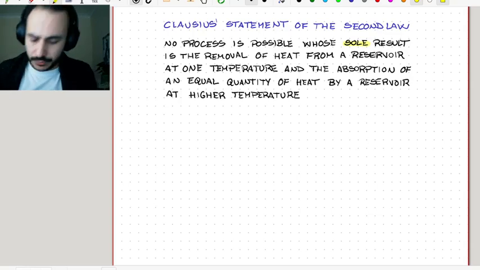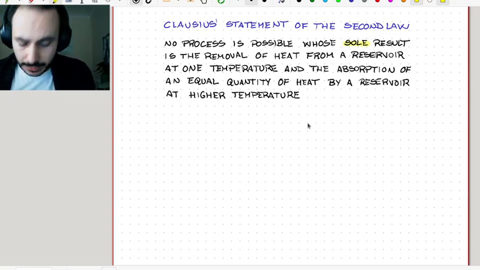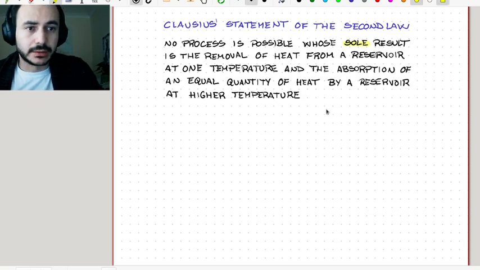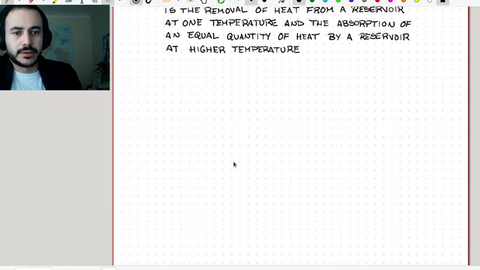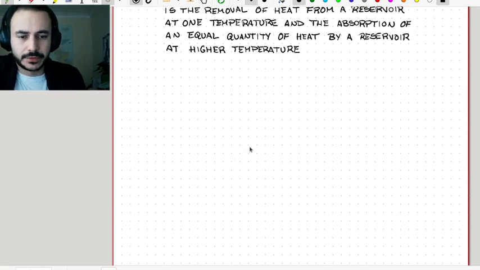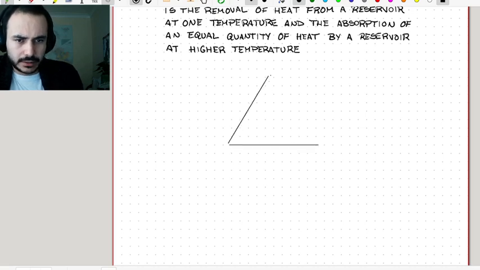Okay, now to prove the equivalence between Clausius and Lord Kelvin's statement, let's first discuss how a heat engine thermodynamic cycle works. We can represent it like that. This is actually called the tricycle formalism. So you can represent the engine like this.